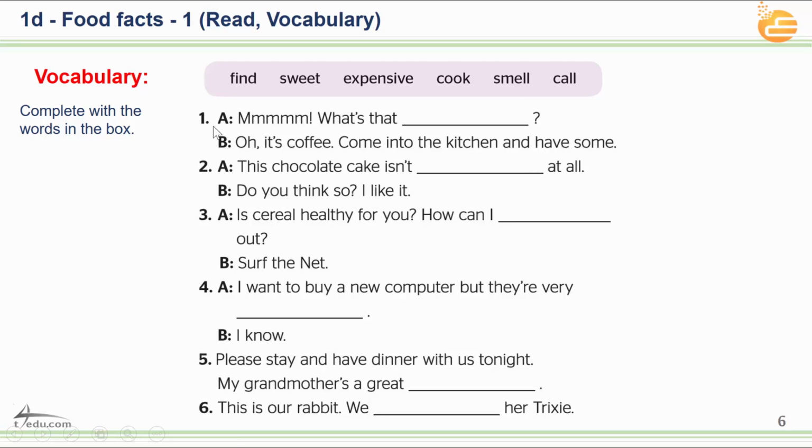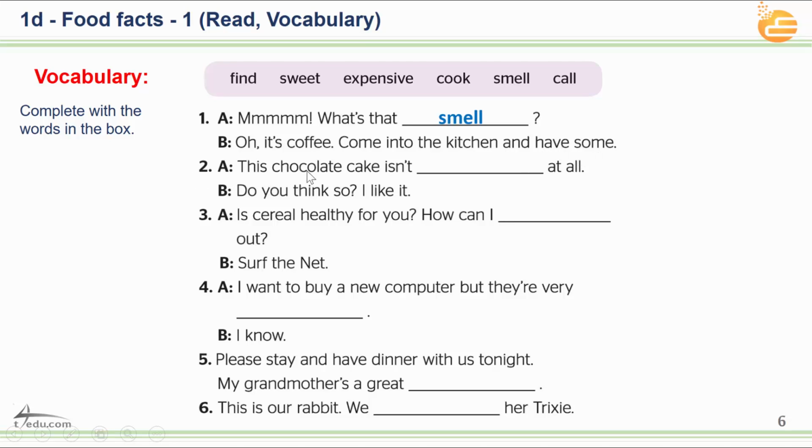Okay, vocabulary. Complete with the words in the box. So we have these words: find, sweet, expensive, cook, smell, and call. We want to put them in these blanks, okay? Number 1, A. What's that? B. Oh, it is coffee. Come into the kitchen and have some. What's that smell? Exactly. What's that smell? Oh, it is coffee. Come into the kitchen and have some.